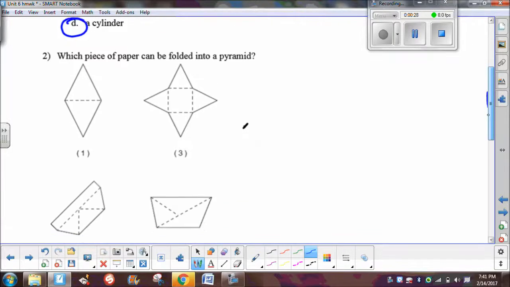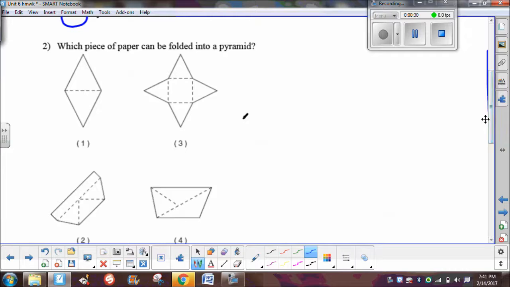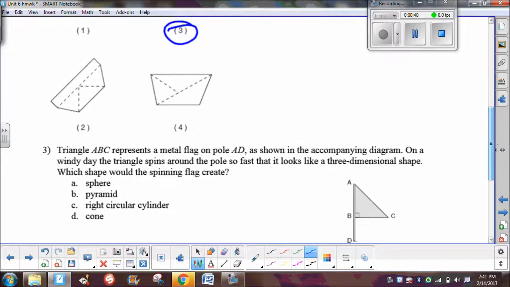This next one we have nets. These are called nets, N-E-T-S. So they're unfolded, and if we could fold them, which one would give us a pyramid? And that would be number 3.